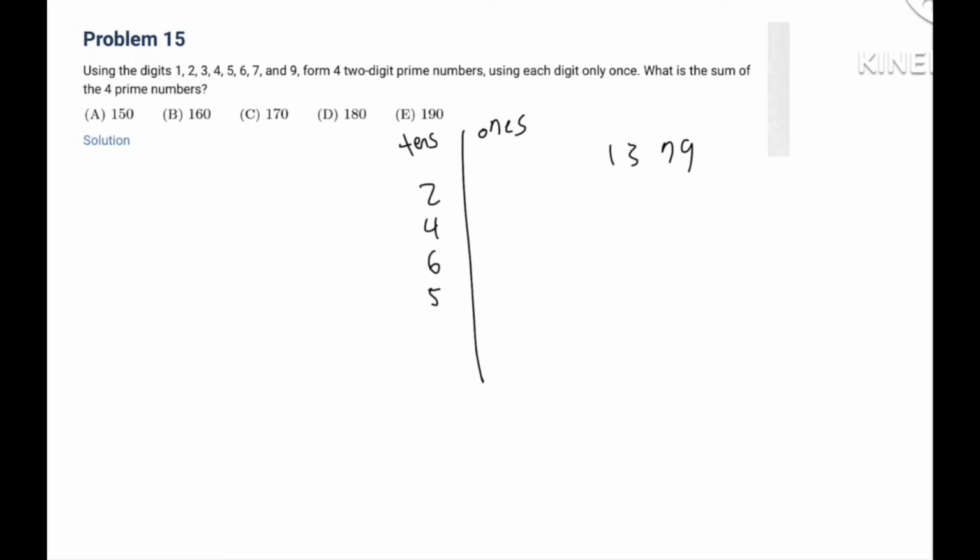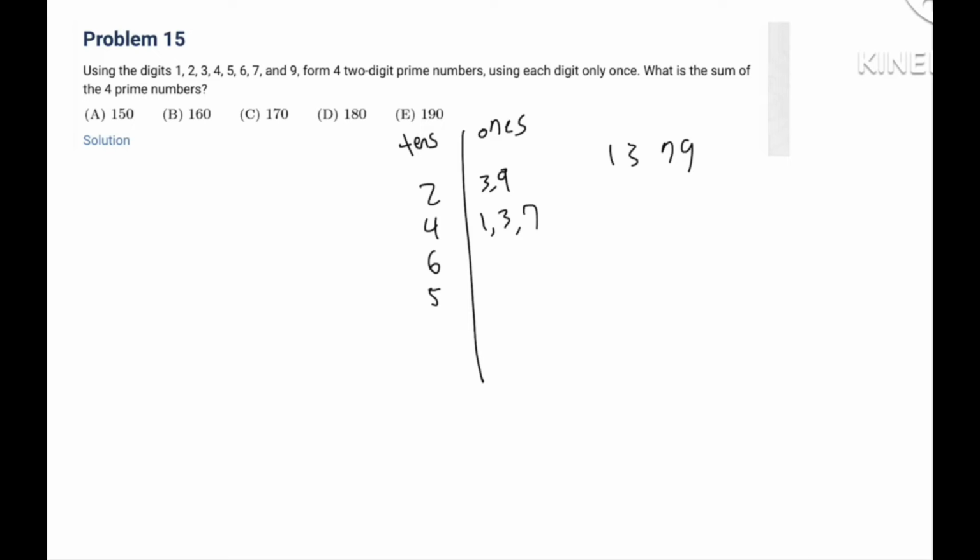Let's first try with the 2. Does 21 work? No, 21 is divisible by 3. 27 also doesn't work, but 23 works, and 29 works, so 3 and 9 is possible. 41 is possible. 43 is also possible. 47 is also possible, but 49 is not possible.